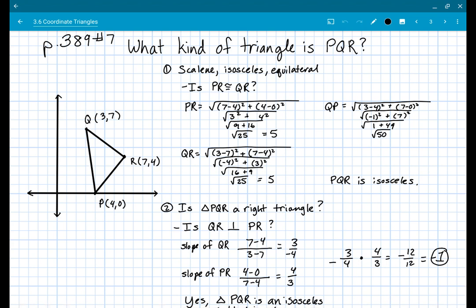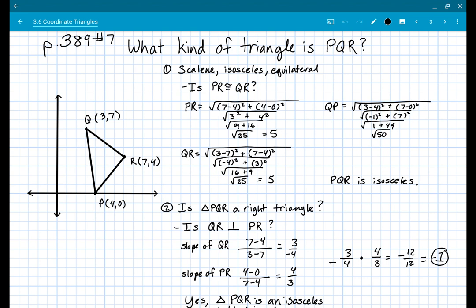Our next type of question involves a slightly more challenging one, where they were a little more vague. What kind of triangle is PQR? So now we have to figure out, is it scalene, isosceles, or equilateral? And I'd also like to check, is it a right triangle? So again, we're doing the distance formula, and I found that PR is equal to QR. They're both equal to 5. But QP is equal to the square root of 50. So this is an isosceles triangle.